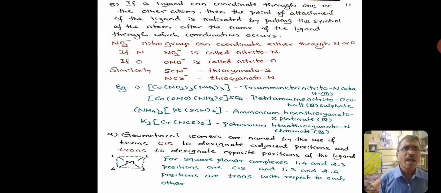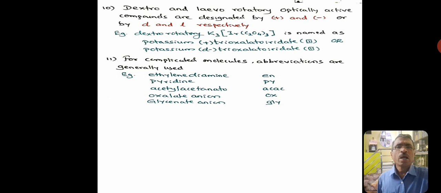Coming to the next point, geometrical isomers are named by the use of the terms cis to designate adjacent positions and trans to designate opposite positions of the ligands. For square planar complexes, 1, 4 and 2, 3 positions are cis positions and 1, 3 and 2, 4 positions are trans with respect to each other. The next, dextro and levorotatory optical active compounds are designated by plus and minus or by small d and small l respectively.